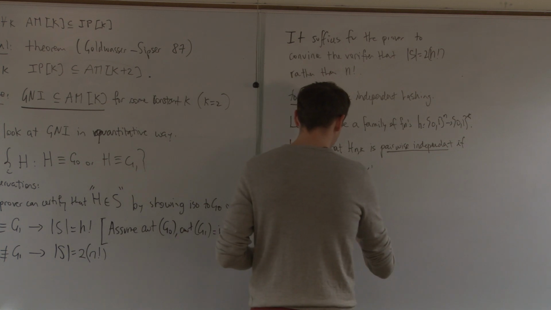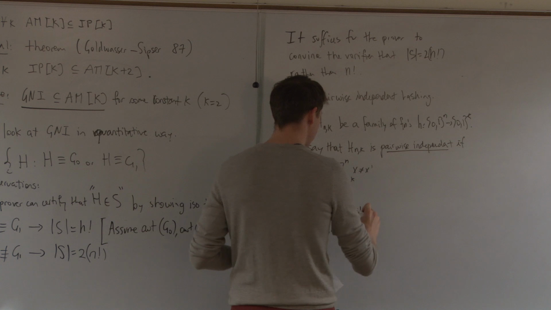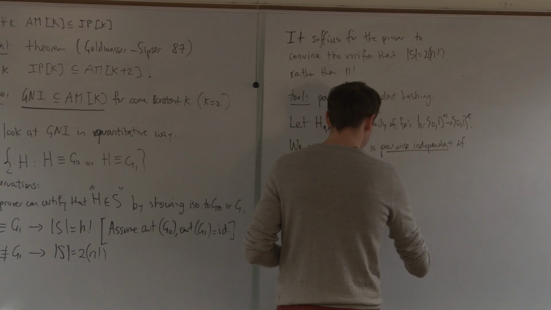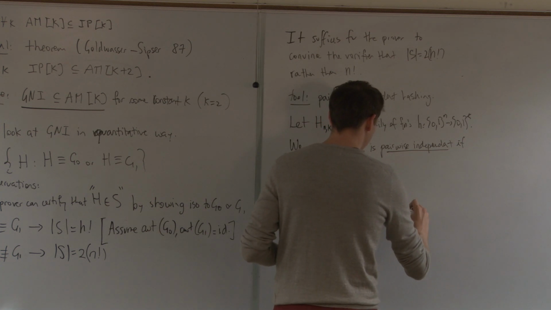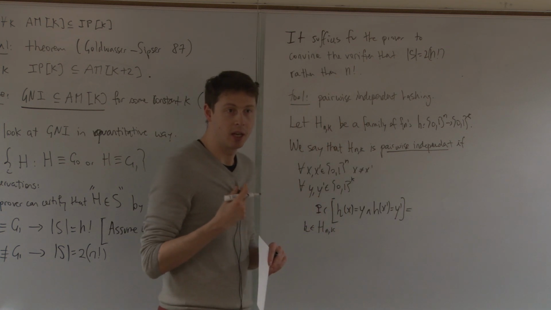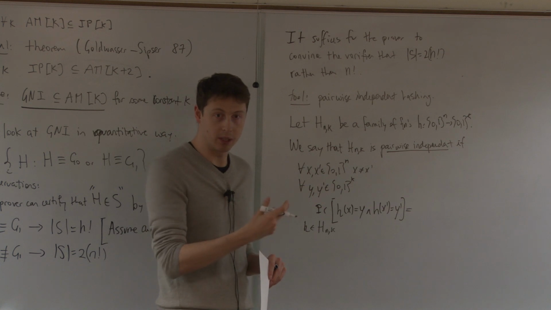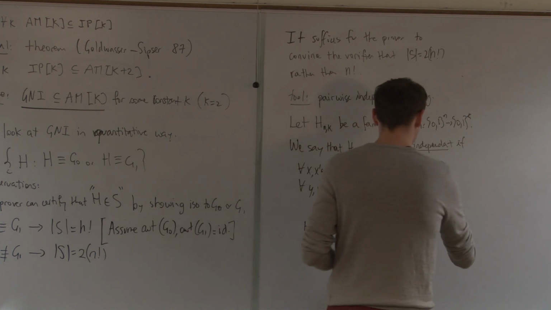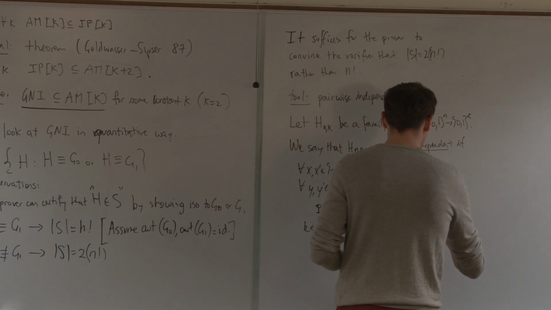You have sampled now a hash function, and now you ask, what's the probability that it is both the case that h of x equals y and h of x prime equals y prime? And you want this probability to be as if h had been completely random, okay? So it's 1 over 2 to the 2k.